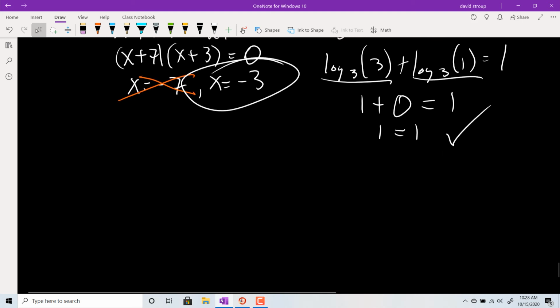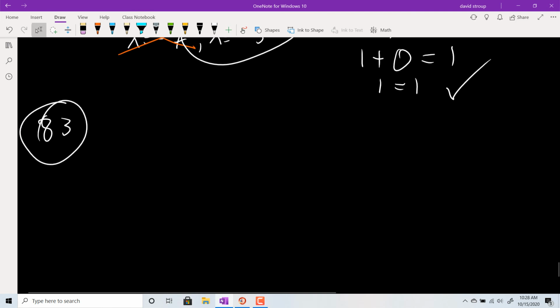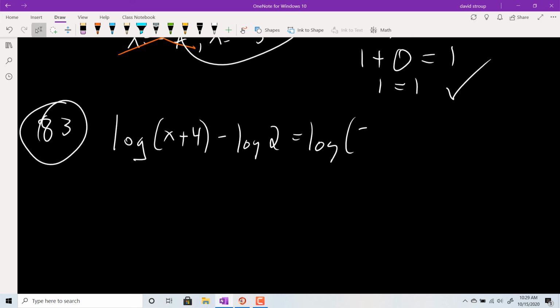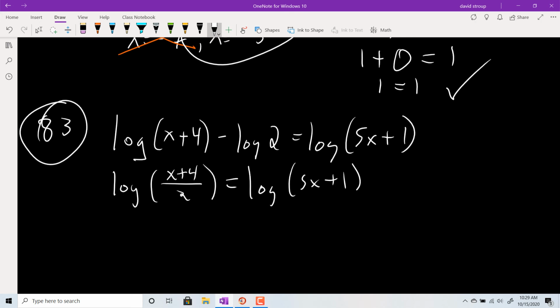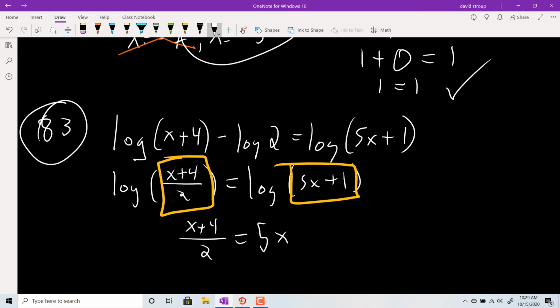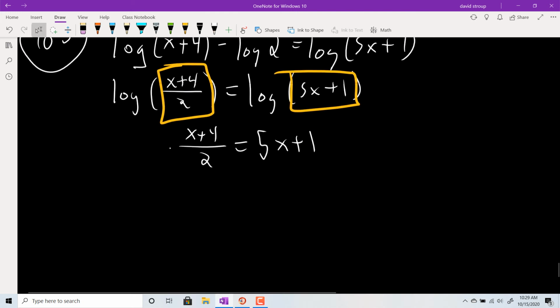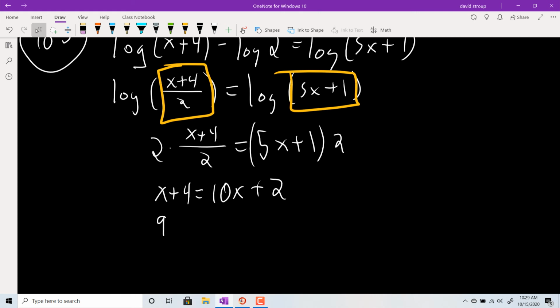Let's try one more. Okay. This is using the other method for solving logarithmic equations. So we'll basically get one log on both sides, and then equate the insides. Okay, so here we go. Log of, I use a quotient rule, so x plus 4 all over 2, equals log of 5x plus 1. And then you can literally just equate the insides of the logarithms. So you have x plus 4 over 2 equals 5x plus 1. Okay. Multiply both sides by 2, hate fractions, get rid of them. So x plus 4 is 10x plus 2. Collect all the x's on one side. 9x equals 2. So it looks like x is 9/2.